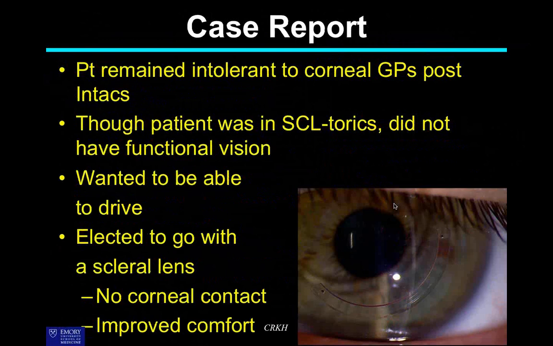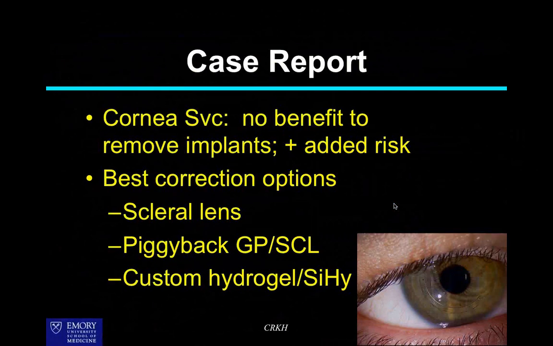Now back to this gentleman. He remained intolerant to corneal GPs following intact placement. Although the patient was in soft torics, he did not have functional vision when he presented. He wanted to be able to drive, so he elected to go with the scleral contact lens. No corneal contact and improved comfort were the goals. He was seen by the corneal service, which decided that there would be no benefit in removing the implants, and there would be additional risk to open the cornea to remove it.